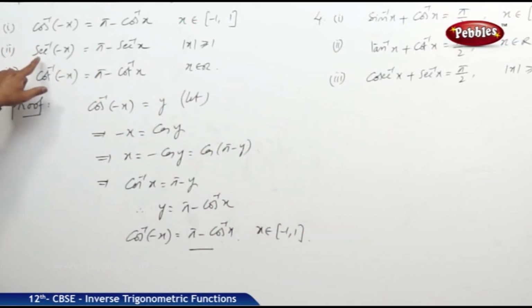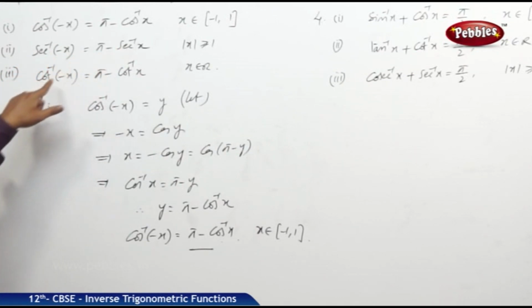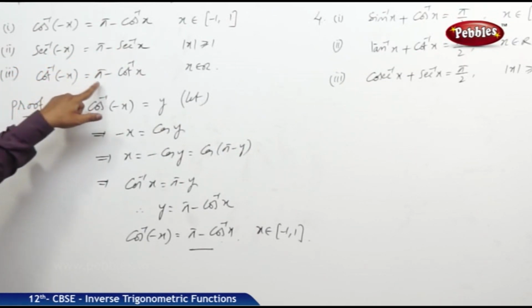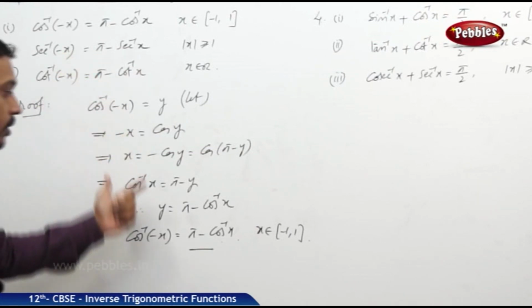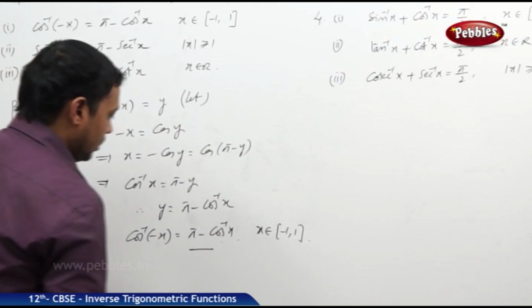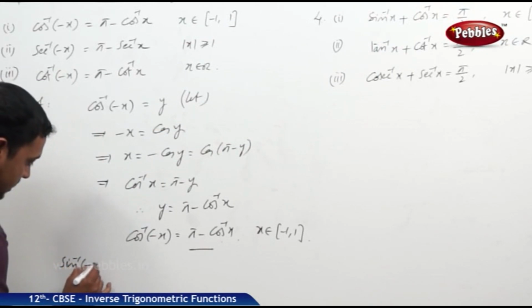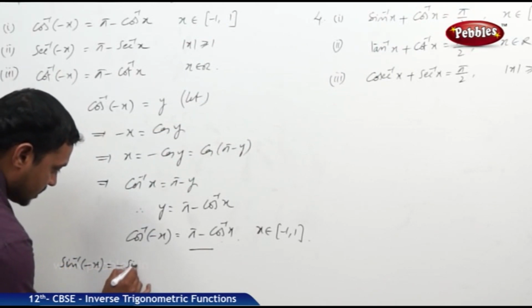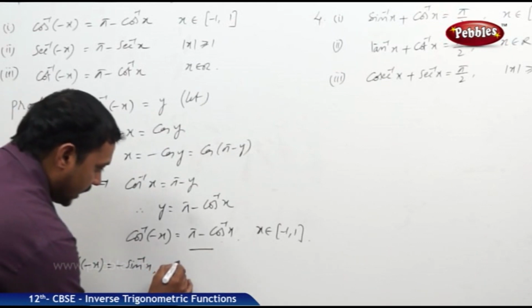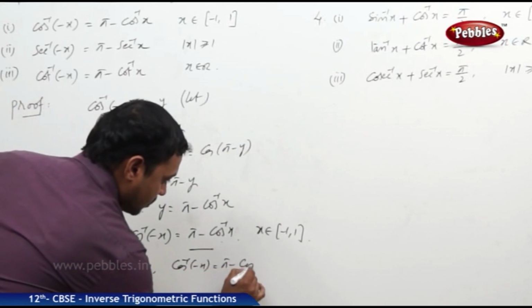Similarly, secant inverse of minus x is pi minus secant inverse x. Cot inverse of minus x is pi minus cot inverse x, can be proved like this. So you see, sin inverse of minus x is equal to minus sin inverse x, and cos inverse of minus x is equal to pi minus cos inverse x.